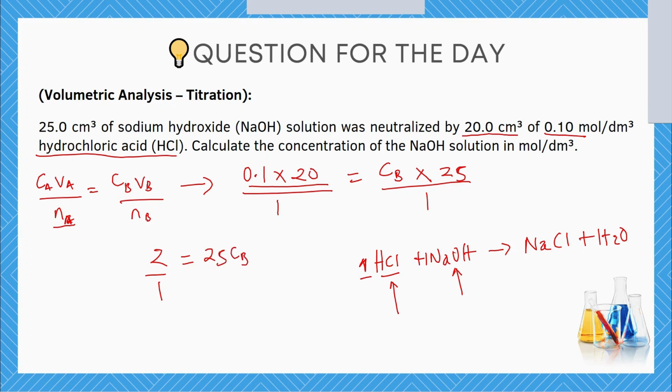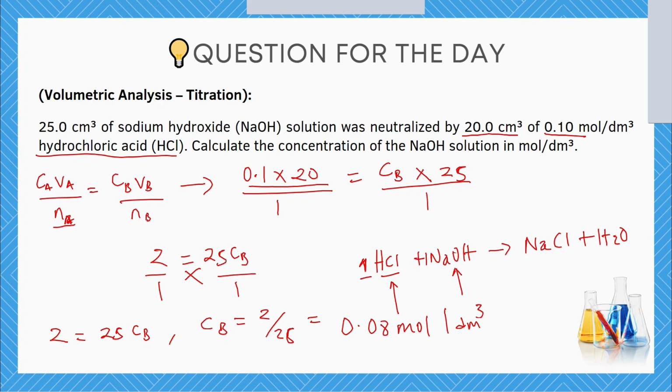25 Cb over 1. We can cross multiply from here, and when we do, it becomes 2 is equal to 25 Cb. So Cb now will be equal to 2 divided by 25. When we say 2 divided by 25, that gives us 0.08 moles per dm cube. That is the concentration of the sodium hydroxide solution.